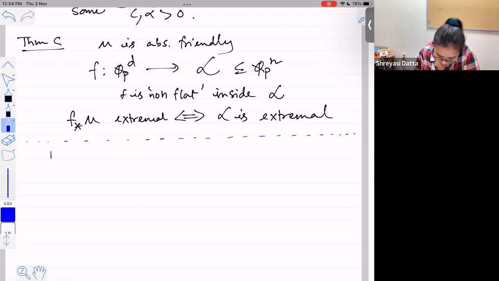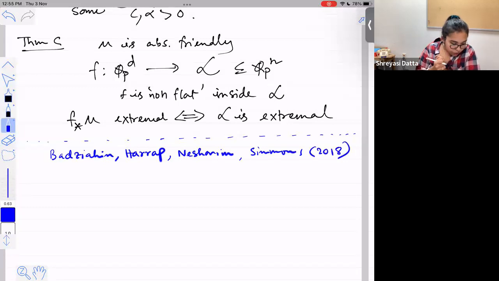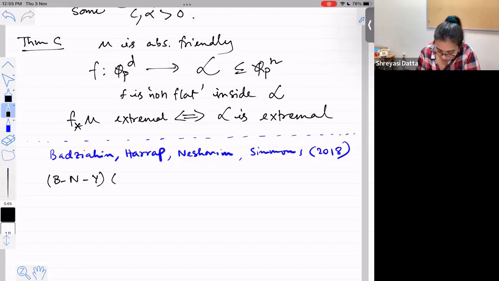So using theorems by Bazian, Harap, Nesherim, and David Simmons, their result was in 2018, where they show that to show that the badly approximable set inside any other measure is winning, which is stronger than saying that the dimension is full, you take fractals and intersect them with the badly approximable vectors, and you should have that to be non-empty. This was done in a recent work by Viktor Beresnevich, Nesherim, and Lei Yang, in 2021.